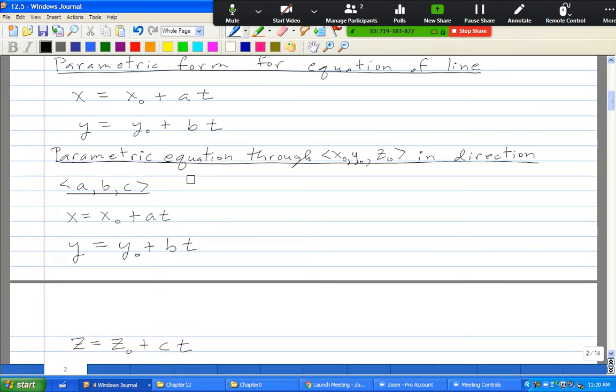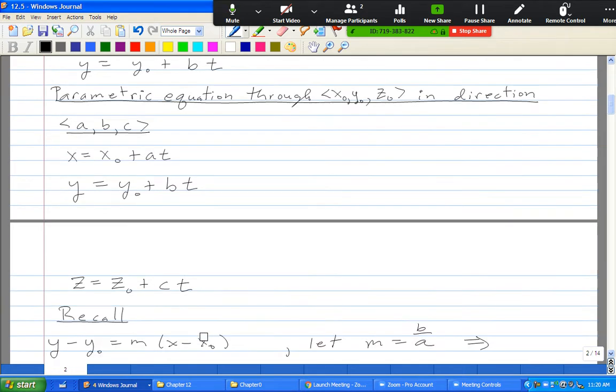So the parametric equation through the initial point (x0, y0, z0) in the direction of (a, b, c) is x equaling x0 plus at, y equaling y sub 0 plus bt, z equaling z sub 0 plus ct. So it has the exact same form.